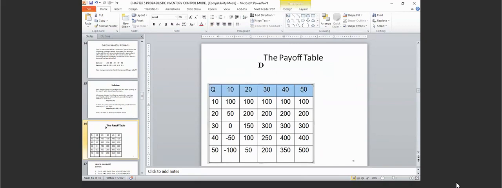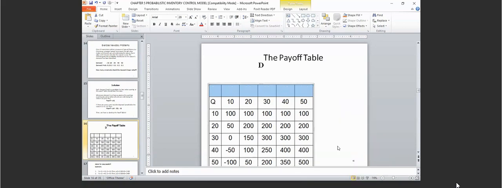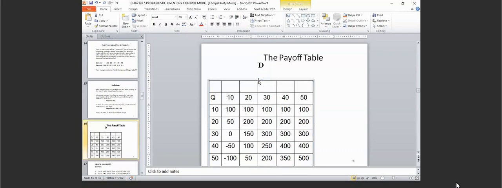So, let's say, saya tambah row kat sini ya. Insert row. Okay. Mana dia hilang ni?